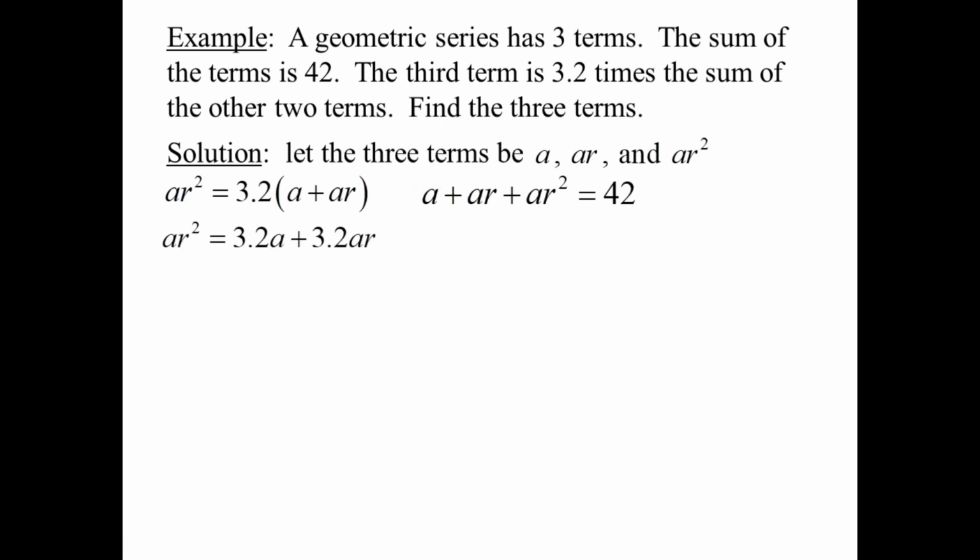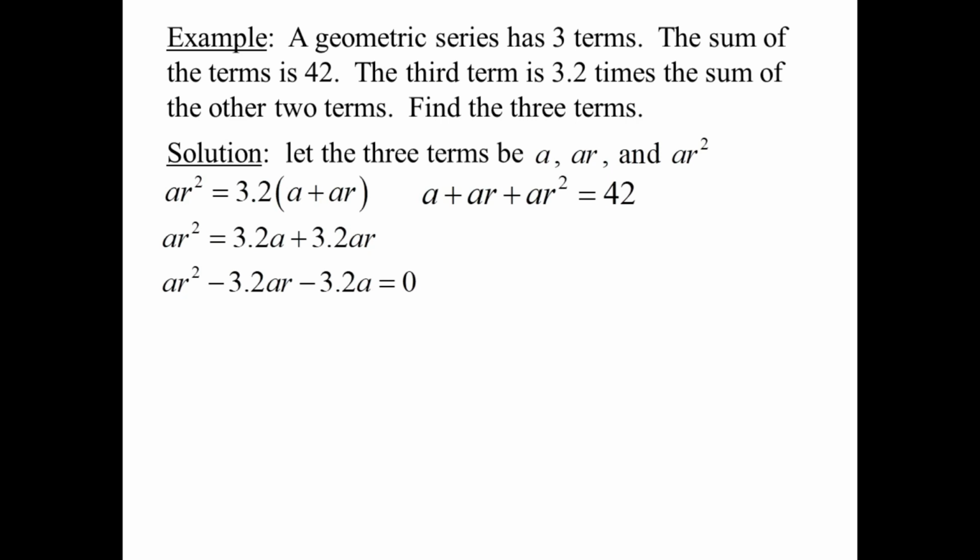Multiply it out. And there we have, looks like a quadratic equation. We've got r squared, we've got r to the 1, we've got a term without an r in it. Let's equal it to 0. By dragging 3.2 AR across to the left and making it negative 3.2 AR, 3.2A, drag it across the equal sign to the left side, make it negative 3.2A. And we have this equation equal to 0.